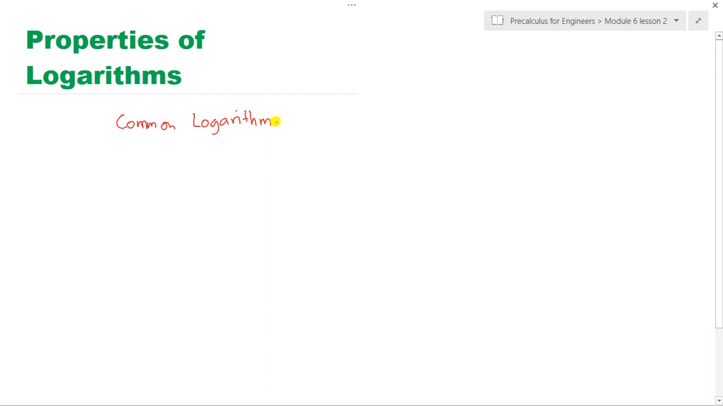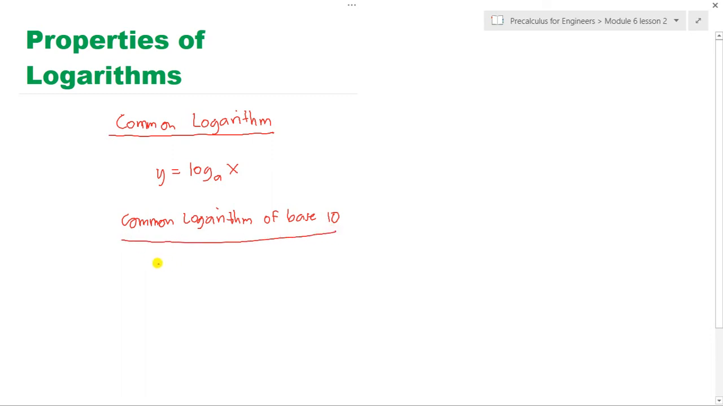So, common logarithm. The notation is, let's say, y is equal to log of a number to the base of a, or any number as the base. This is called the common logarithm when the base is 10. So we write it as a function: y is equal to the log of the number x to the base of 10.